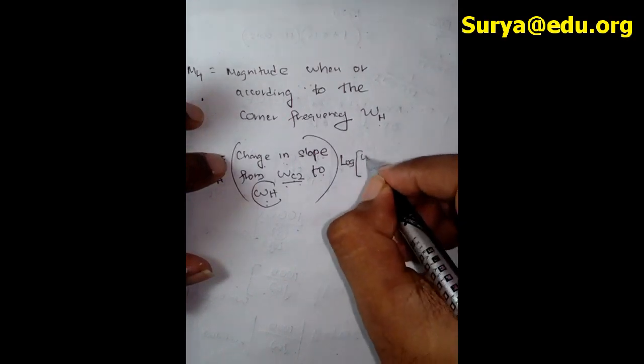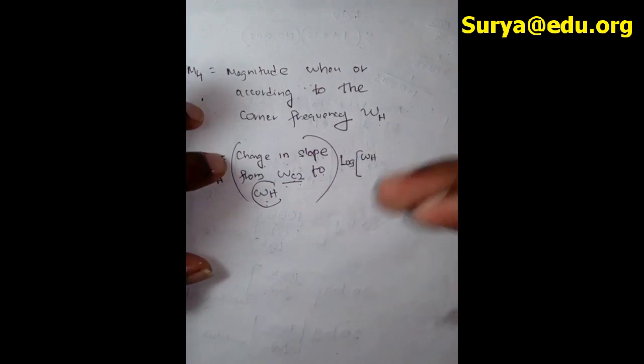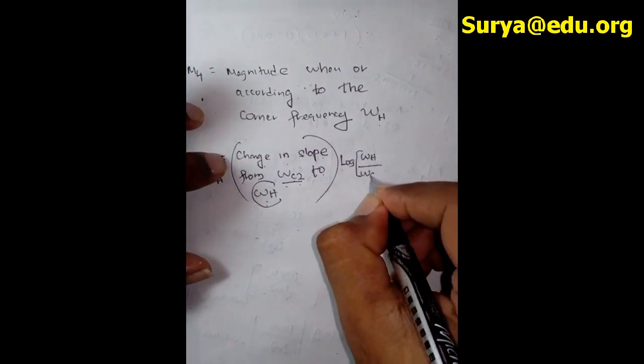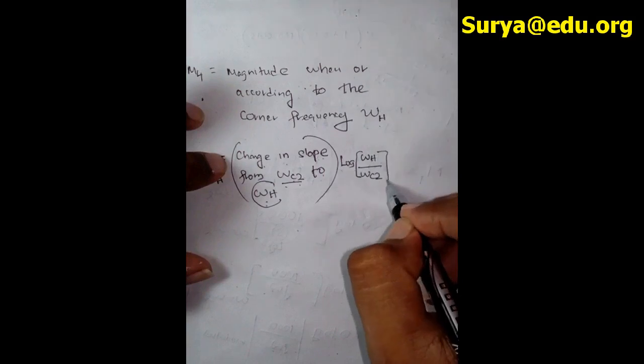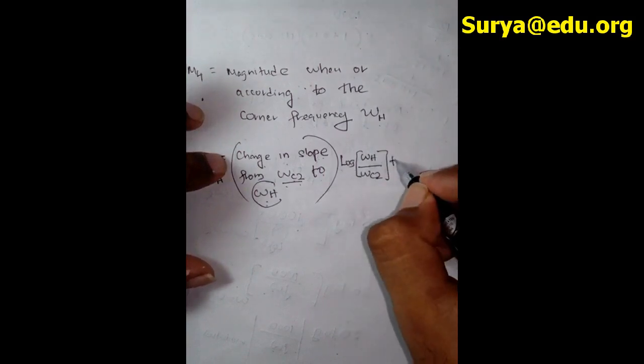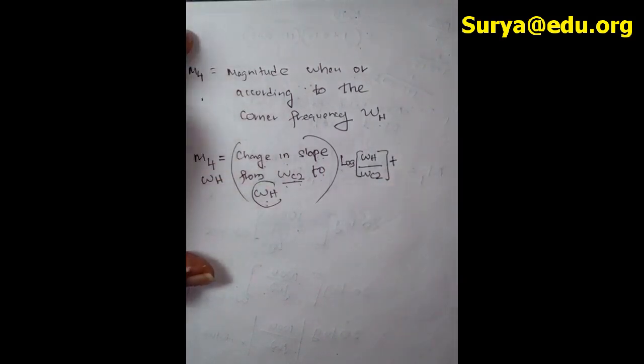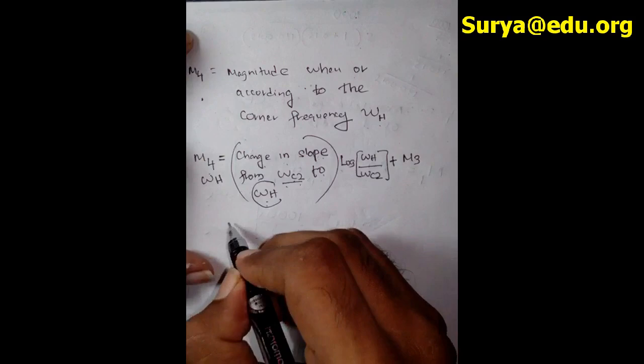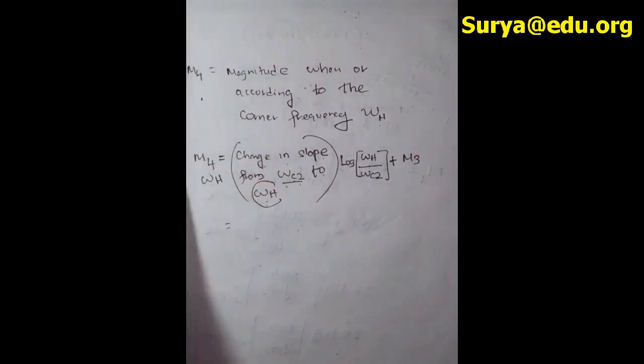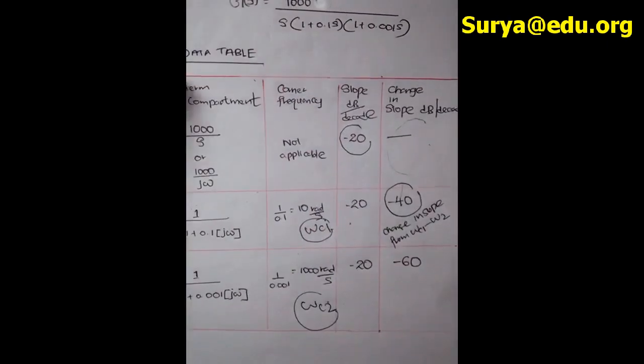Okay, so what is the current one? Omega h. What is the previous one? Omega c2. I think this part you can also remember, positive what? The previous magnitude. So if this is the current magnitude, what is the previous magnitude? That is M3. Okay, so now it's very easy. So now change in slope.